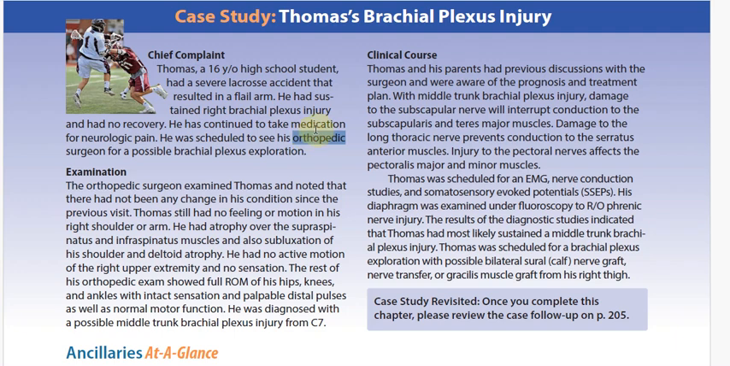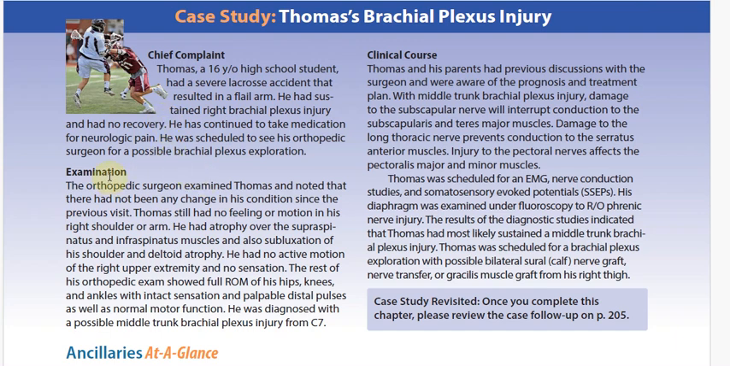He has continued to take medication for neurologic pain. He was scheduled to see his orthopedic surgeon for a possible brachial plexus exploration. For plexus, you can say network, and for brachial, you can say related to the arm. The word flail arm refers to a medical condition where the arm becomes completely non-functional due to severe nerve damage.